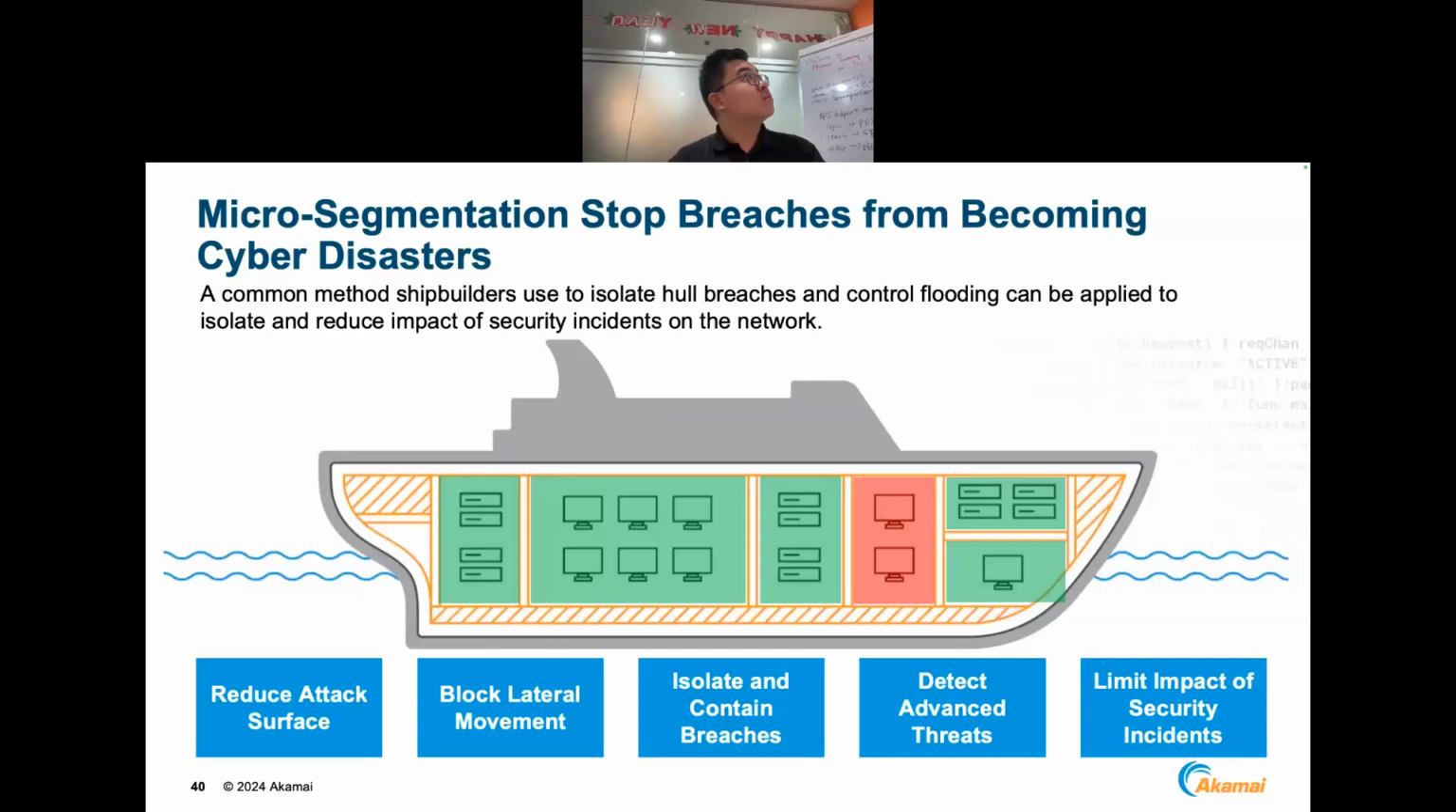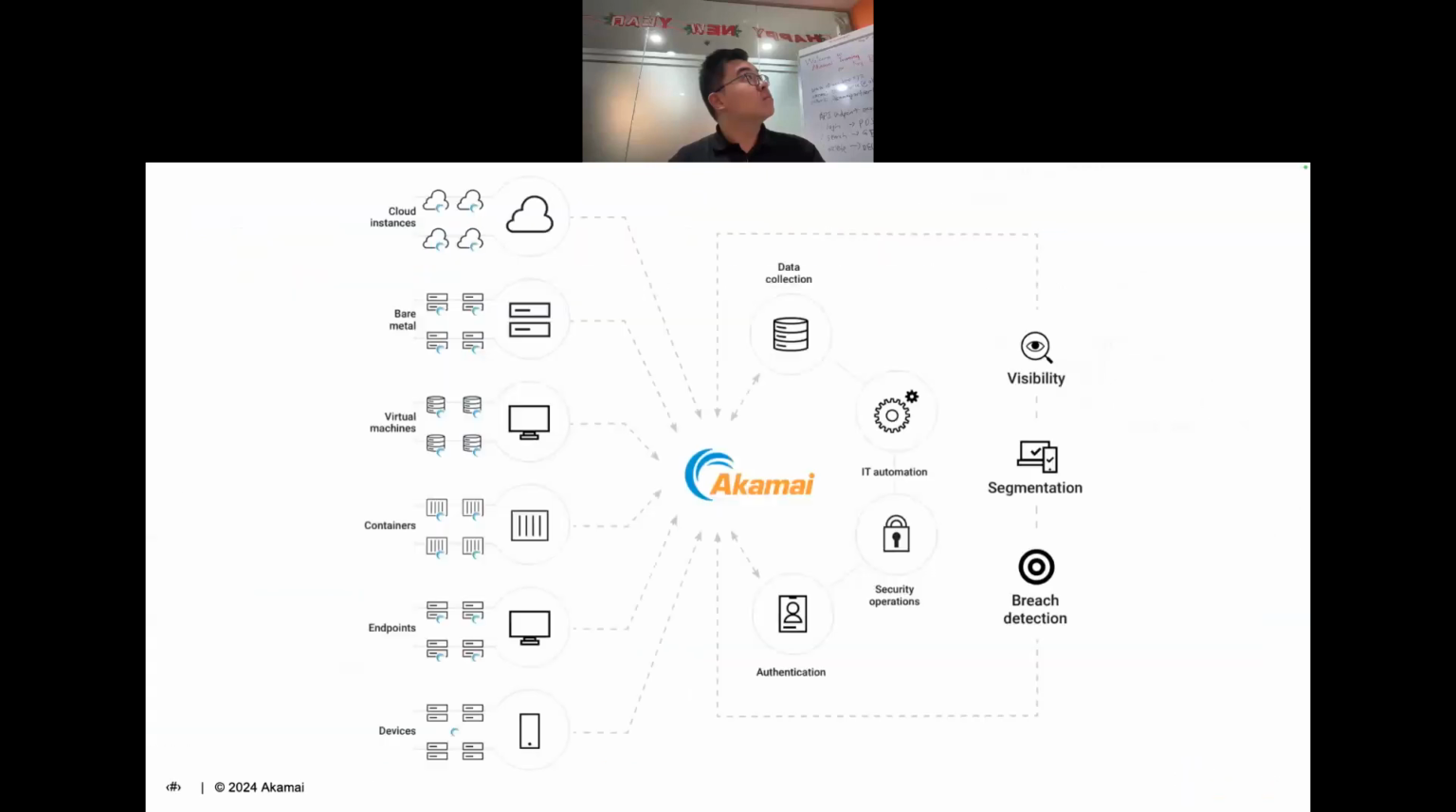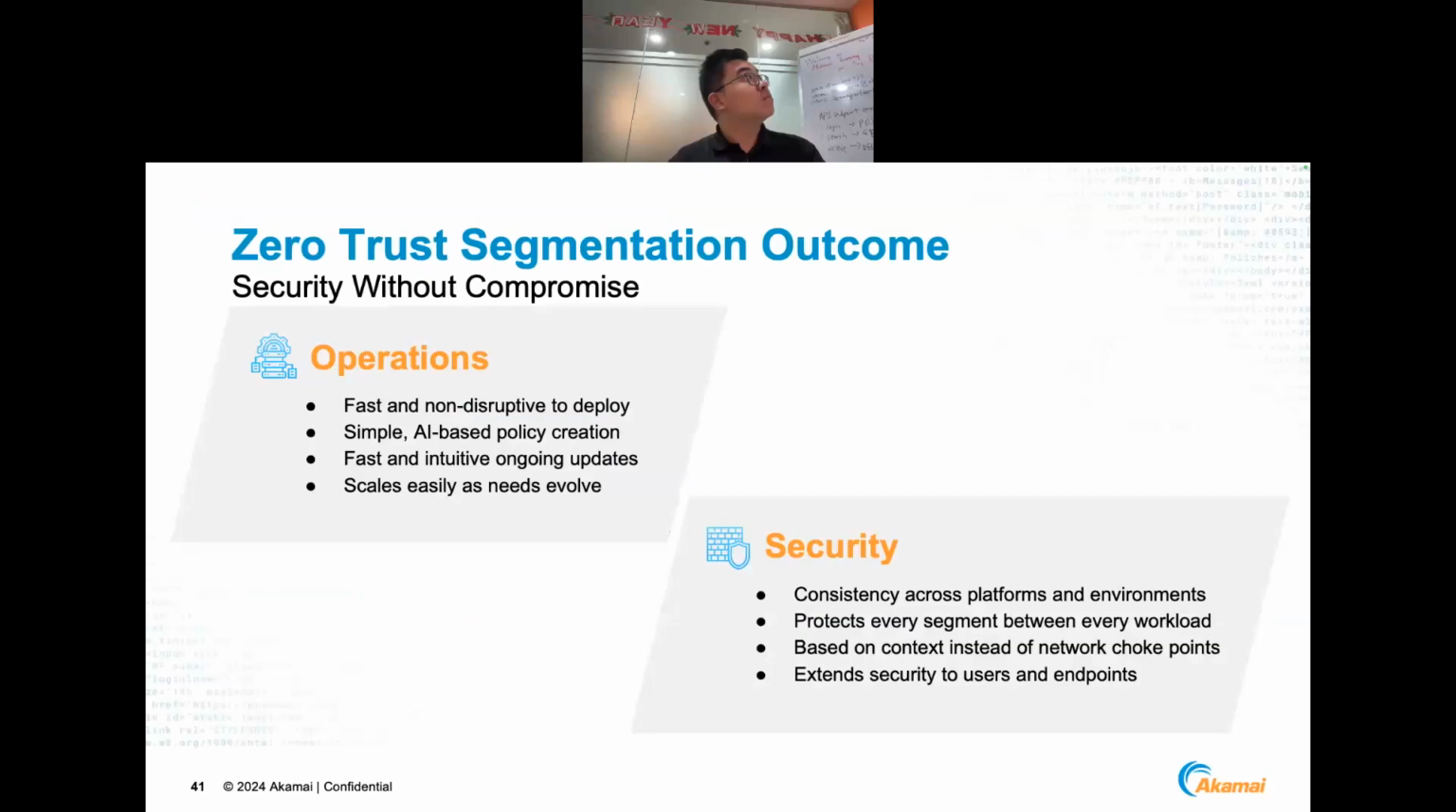So the benefit of microsegmentation is all those benefits at the bottom. We can help to reduce attack surface, block lateral movement, and isolate the breaches, detect more advanced threats, and limit impact of a security incident. Right, those are the benefits of segmentation. And the outcome of having the zero trust microsegmentation in place is, in terms of operation, you are going to enjoy all those benefits. Right?